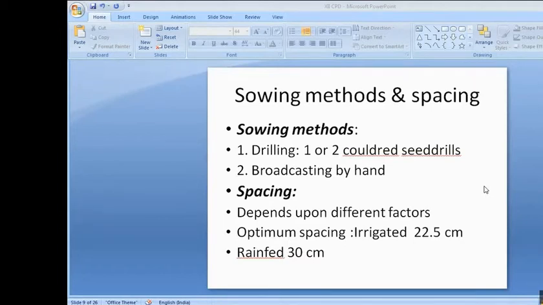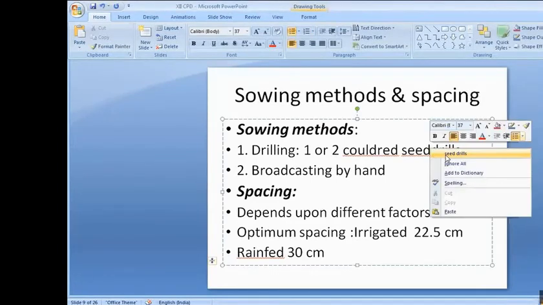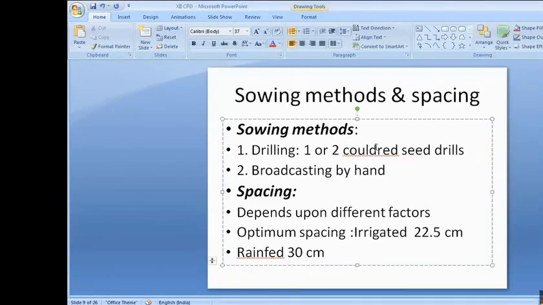So drilling is used. This seed drill is a common method used in almost all crops because it takes less time, less labor, less money, and many other advantages. It is a good method.